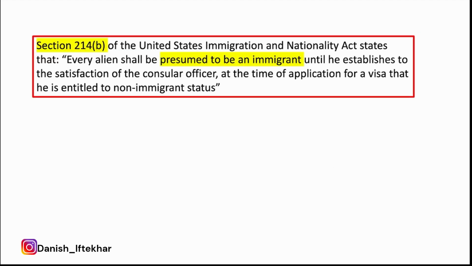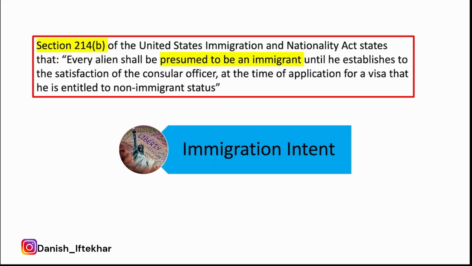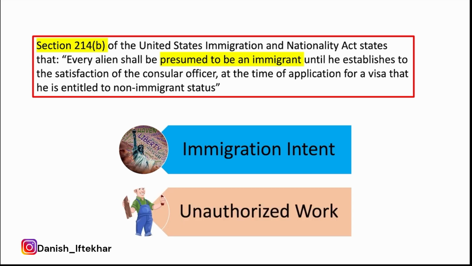You should convince the visa officer that you are going to the United States just for the sake of tourism or whatever your purpose is, and you will return after your visit. So immigration intent is one thing that the visa officer is looking at. Second thing that the visa officer is looking at is your intention to work in the United States without any authorization. If the visa officer thinks that you have intention to immigrate and if you have intention to work in the US on this visa, then he may refuse your visa under Section 214(b).